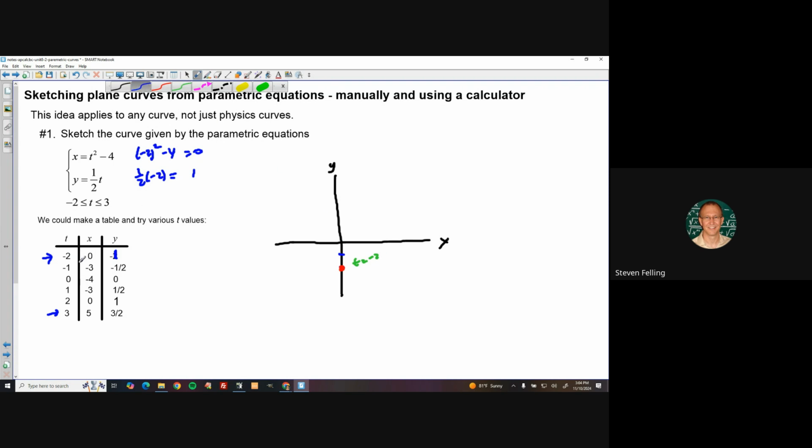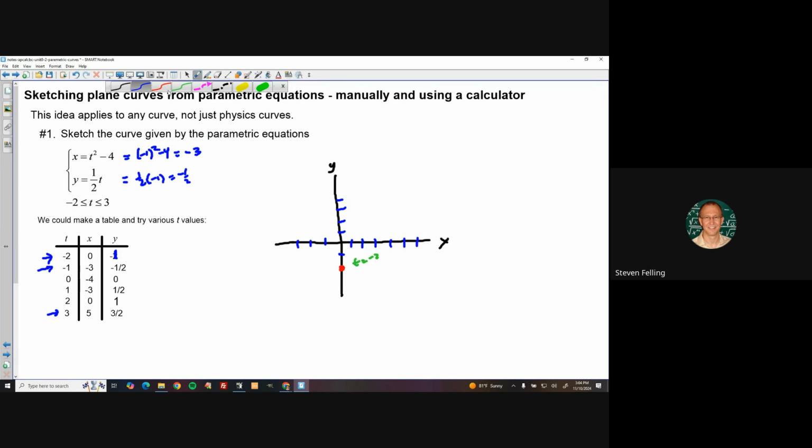I could say, all right, what happens when t is -1? So if I wanted to know that, I could plug -1 in for time to these x and y equations. So let's do that. If I plug -1 in here, this is -1 squared minus 4, which is 1 minus 4, which is -3. So the x coordinate is -3, and this would be 1/2 times -1, which would be -1/2. So I would be at the location, let me put some tick marks on here. 1, 2, 3, 1, 2, 3, 4.